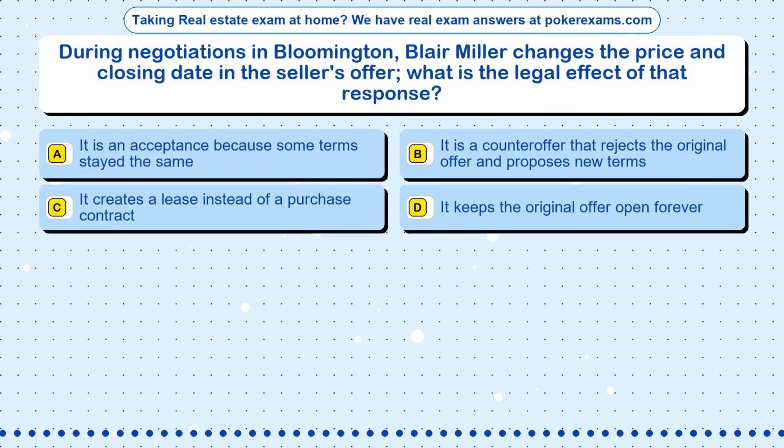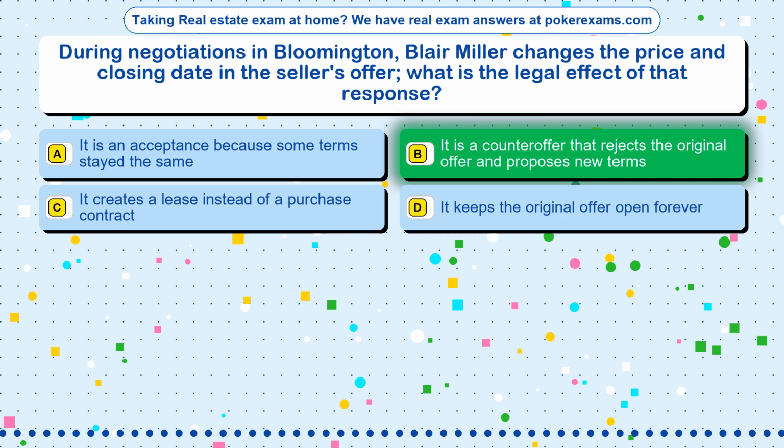Question 82. During negotiations in Bloomington, Blair Miller changes the price and closing date in the seller's offer. What is the legal effect of that response? Option A. It is an acceptance because some terms stayed the same. Option B. It is a counteroffer that rejects the original offer and proposes new terms. Option C. It creates a lease instead of a purchase contract. Option D. It keeps the original offer open forever.